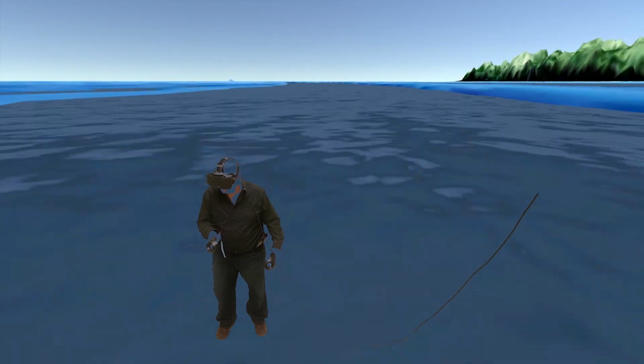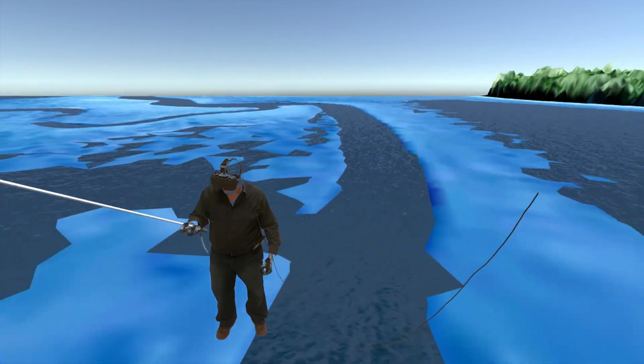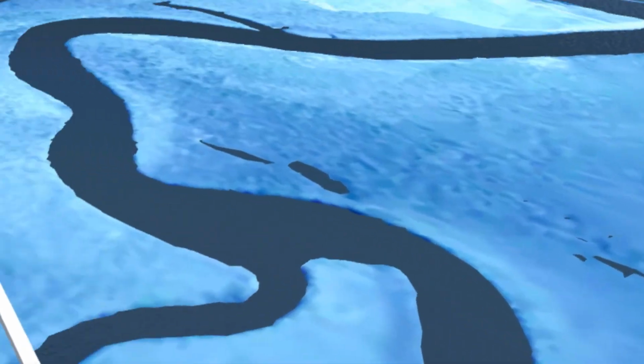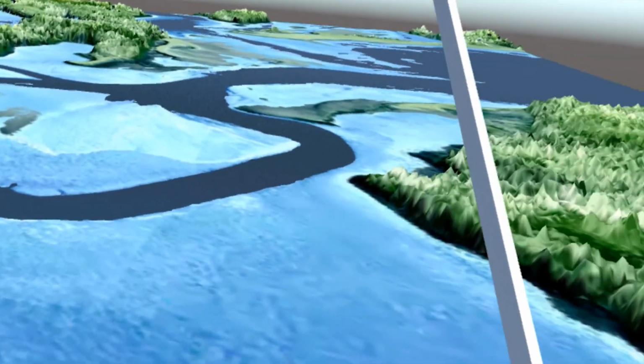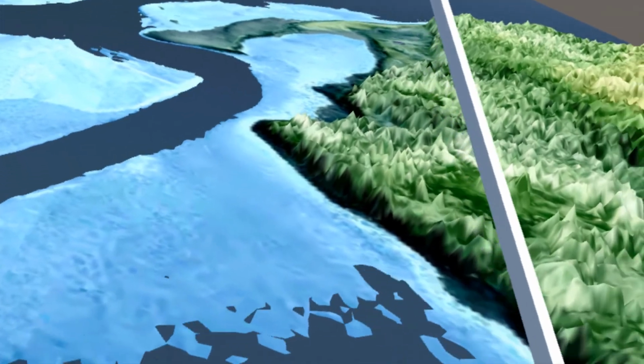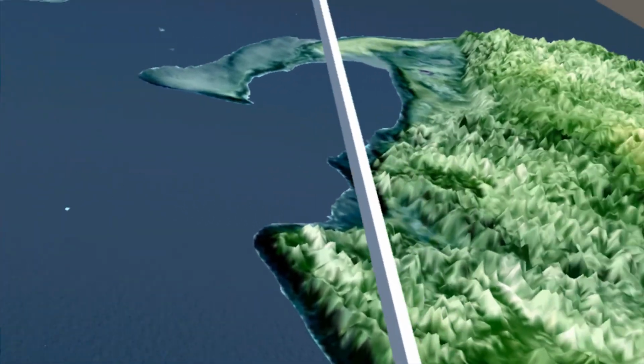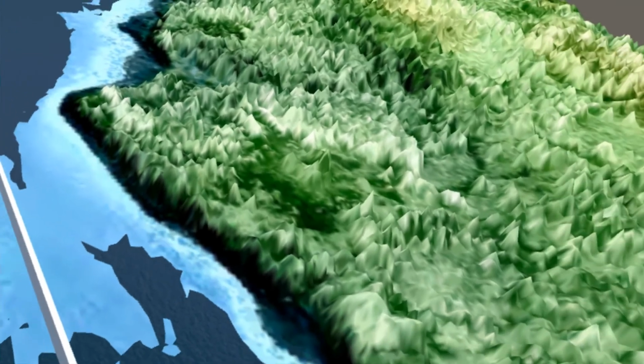And there you have it. There's a quick little tour of Little Harbour with the water at high tide or at low tide.